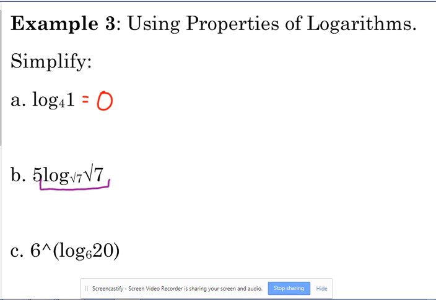Because it's saying, well, if I raise the square root of 7 to some power, I'm going to end up with the square root of 7. Well, to get itself, you're raising it to the first power. So we've got 5 times 1. So this expression, even though it looks all big and bad, it's really just 5. So when your base and what's inside your logarithm are the same thing, the answer is just 1.